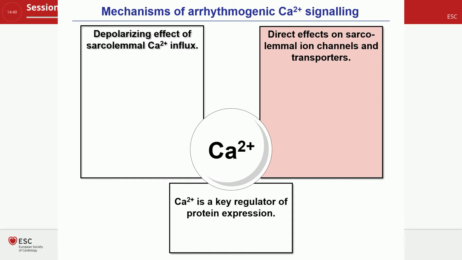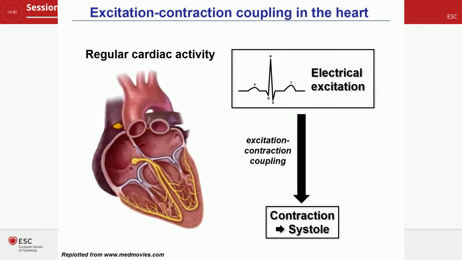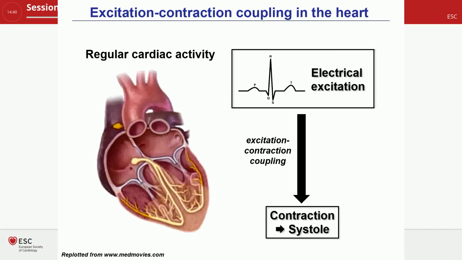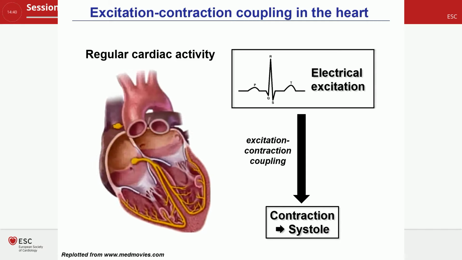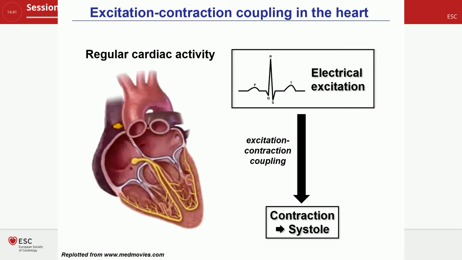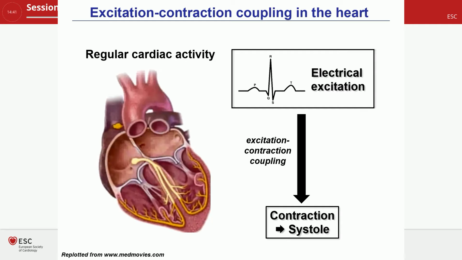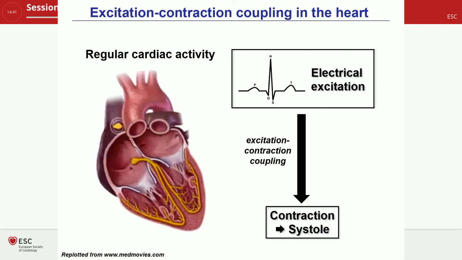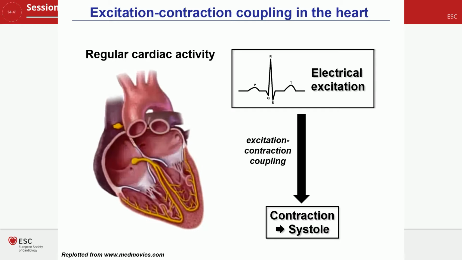So what about the direct effects of calcium on sarcolemmal ion channels and transporters? Before I go into that, I would like to recapitulate the cytosolic calcium handling, which you have already heard a few times, but I was asked to repeat it. As you all know, the organized contraction of the heart is based on an electrical excitation, which is usually measured in the ECG, and this electrical excitation induces a contraction. This is scientifically termed excitation-contraction coupling. So what is the major mediator of excitation-contraction coupling? We all now know this is, of course, calcium.